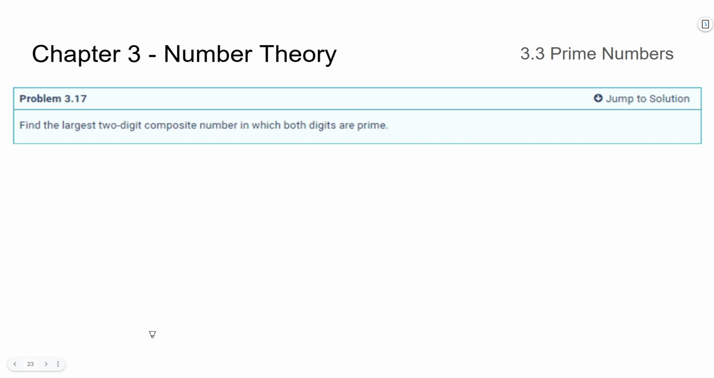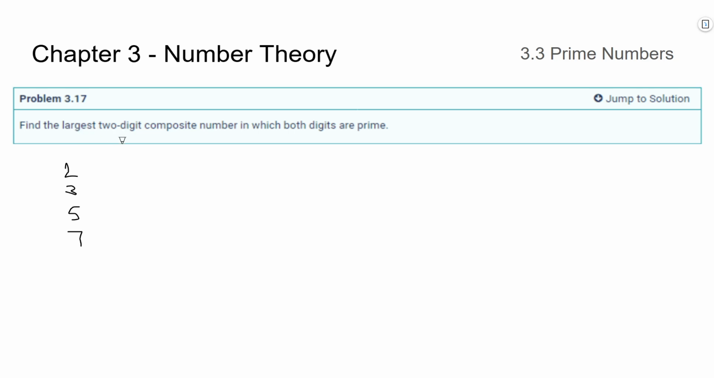All right, so find the largest 2-digit composite number in which both digits are prime. Okay, so each digit has to be a single-digit prime. What are the single-digit primes? We've got 2, 3, 4 is not a prime, 5 is a prime, 6 is not a prime, 7 is a prime, 8 is not a prime, and 9 is not a prime. So we have these 4 options for primes to make a 2-digit number.